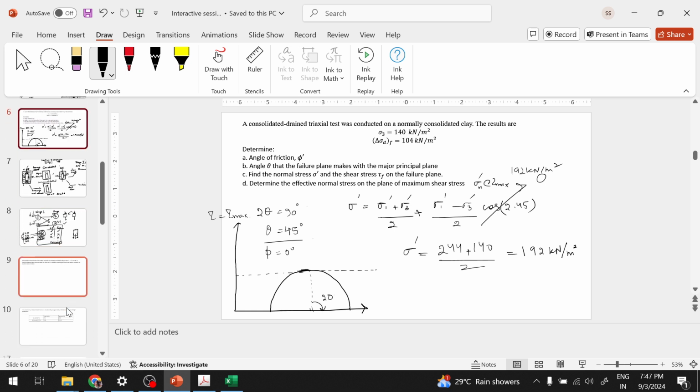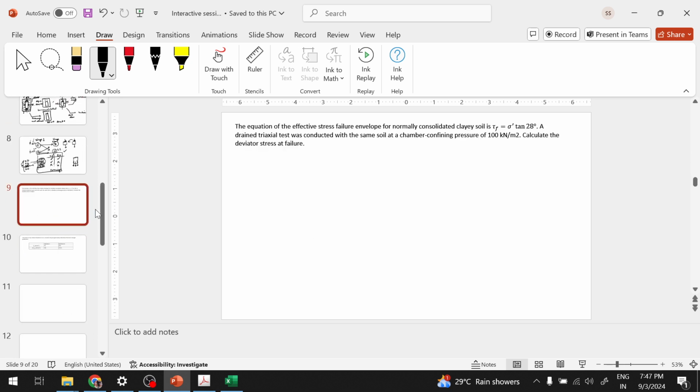Let's move on to the next question. The equation of the effective stress failure envelope for a normally consolidated clay soil is tau f is sigma dash tan of 28.